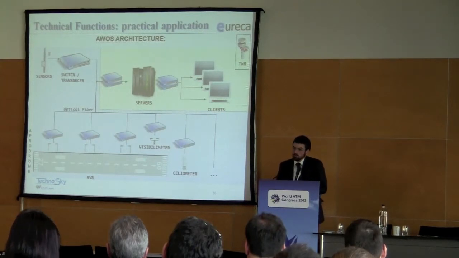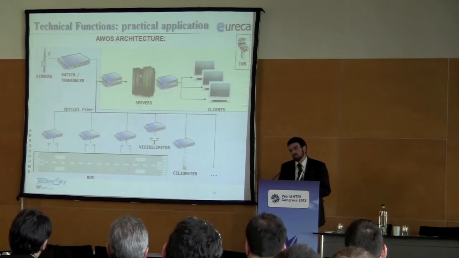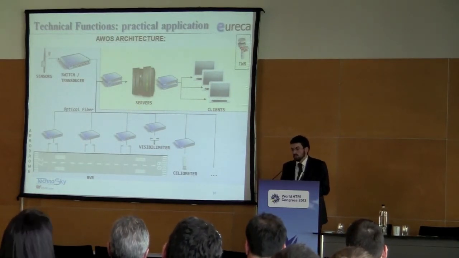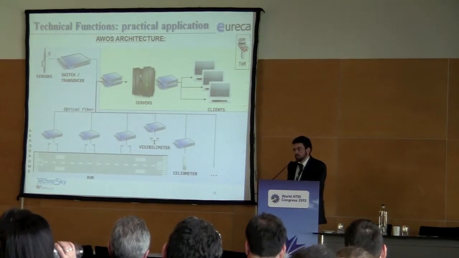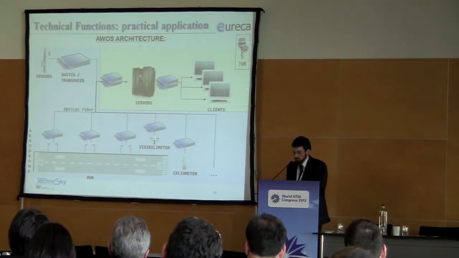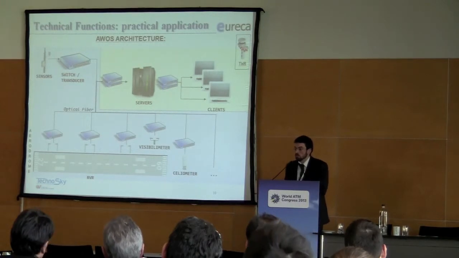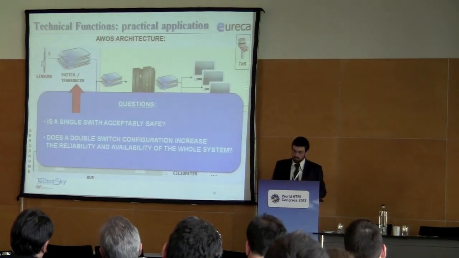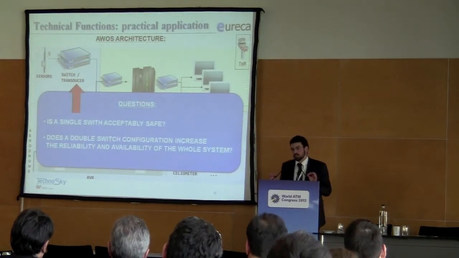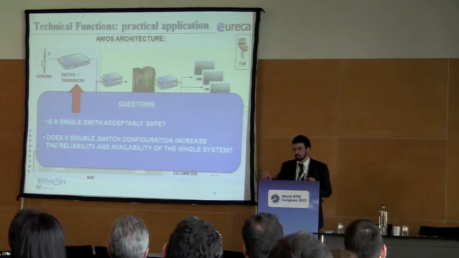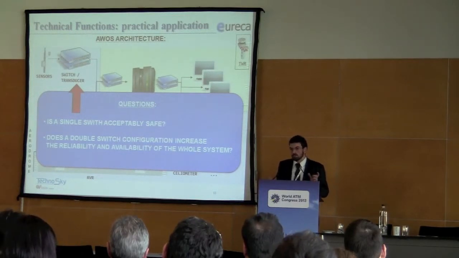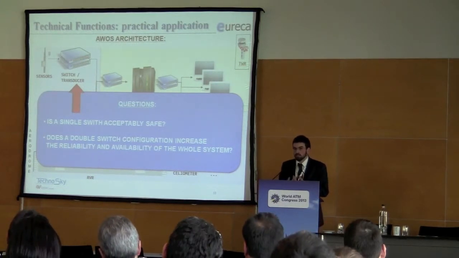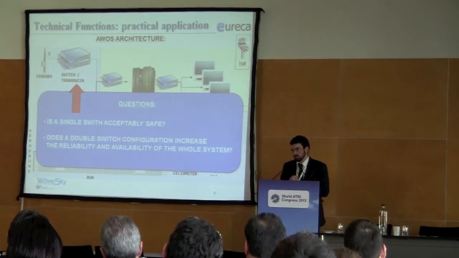Then we need, of course, a network in order to transmit data to the central servers. And of course, in the tower, we have the client collaboration, for the presentation and for the work of the actors. Well, the question is: is a single switch acceptably safe? Or does a double switch configuration increase the reliability and availability of the whole system?